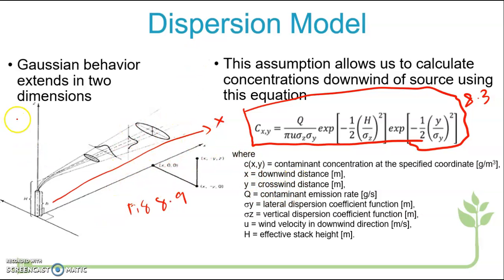Q is the contaminant emission rate, the flow rate, in grams per second. You need to focus on the units, meters and grams per second. Sigma y is the lateral dispersion coefficient, a function in meters. You have to get this from another graph that I will explain later, and also sigma z, the vertical dispersion coefficient. u is the wind velocity in the downwind direction, and H is the effective stack height.